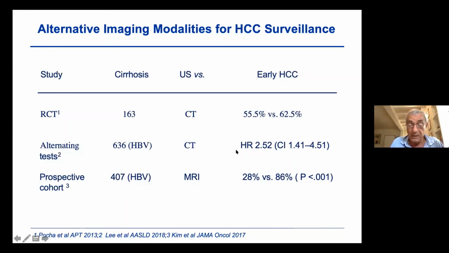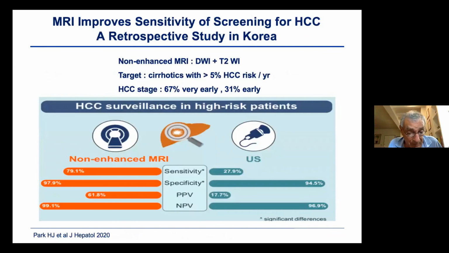tomography. And this has been done in this study, where alternating computed tomography with ultrasound led to a 2.5 rate of diagnostic sensitivity compared to ultrasound, or in this prospective cohort using MRI. And you see here that MRI led to 86% detection of cancer compared to 28% of ultrasound. More recently, a nice study published in Korea, Journal of Hepatology this year, told us that we can also use non-enhanced MRI. So for cost effectiveness reasons, to reduce time of analysis and to reduce the cost, non-enhanced MRI might lead to an increased detection of small tumors.